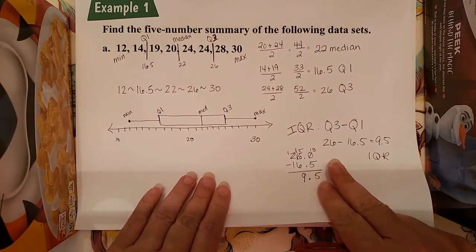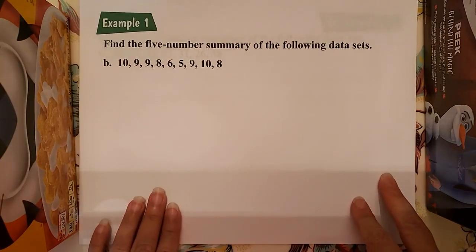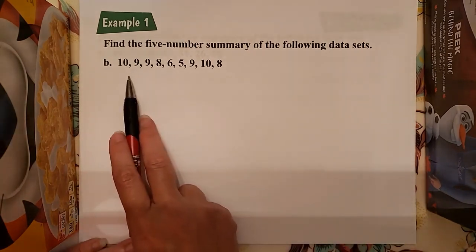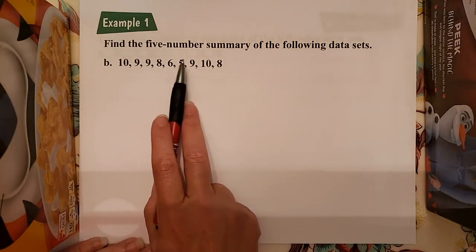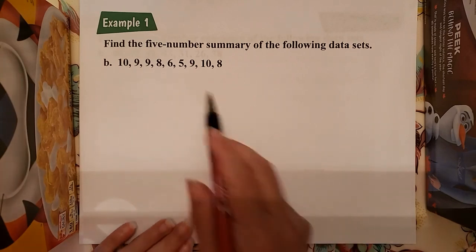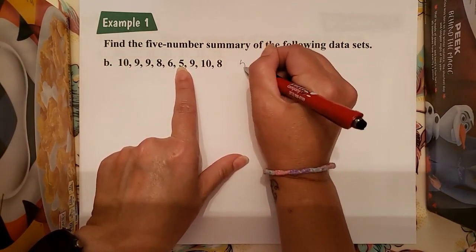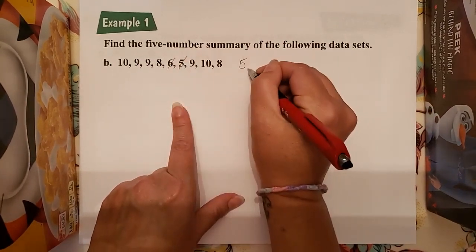All right, let's try that with another one. Again, you should be writing these in your notebook. We are going to do the same thing with this data. However, I'm noticing I've got 10 here, and 9, 8, 6, 5, 9, 10, 8. So the very first thing we have to do with this data is put it in order from least to greatest. I have 5. I'm going to cross them out as I go so I don't miss anything.